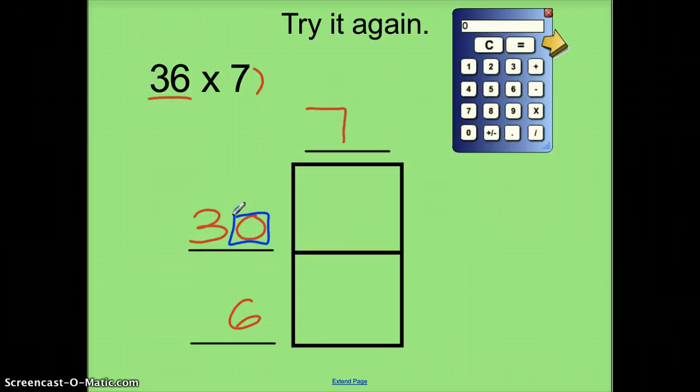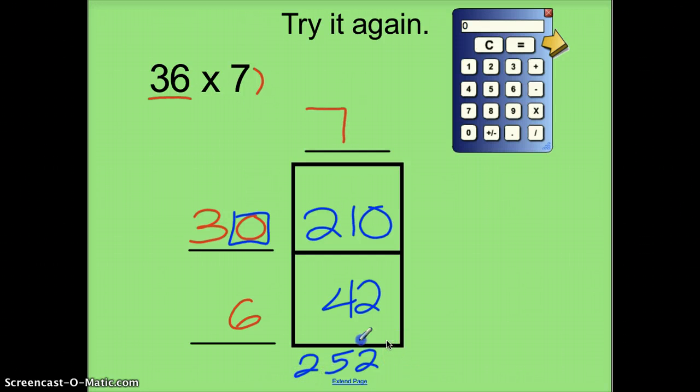Now I can multiply. 3 times 7 for my top product. 3 times 7 is 21 plus 1, 0. For my bottom product, 6 times 7 equals 42. This is small enough that I can add it here. 0 plus 2 is 2. 1 plus 4 is 5. And 2 plus nothing is 2. So my product is 252.